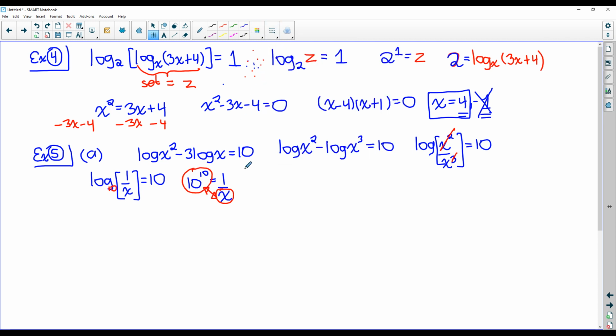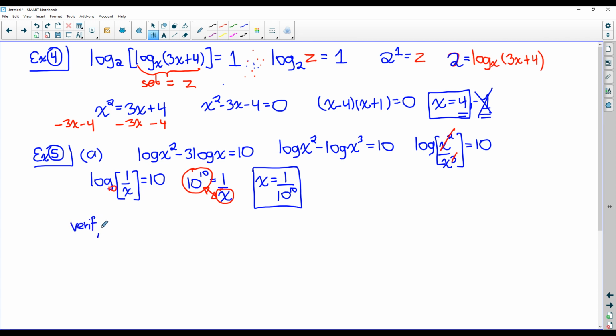So if you do that, you would then get x would be equal to 1 over 10 to the power of 10. And we're just going to leave the answer as that, because otherwise, 10 to the power of 10 is going to be a ridiculously large solution. Like we do not want to write that down. Now, I will show the verification work for this one.